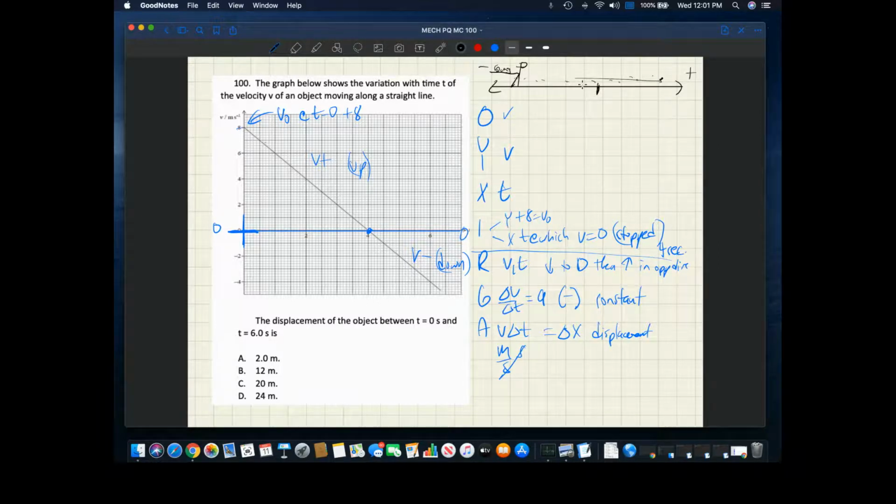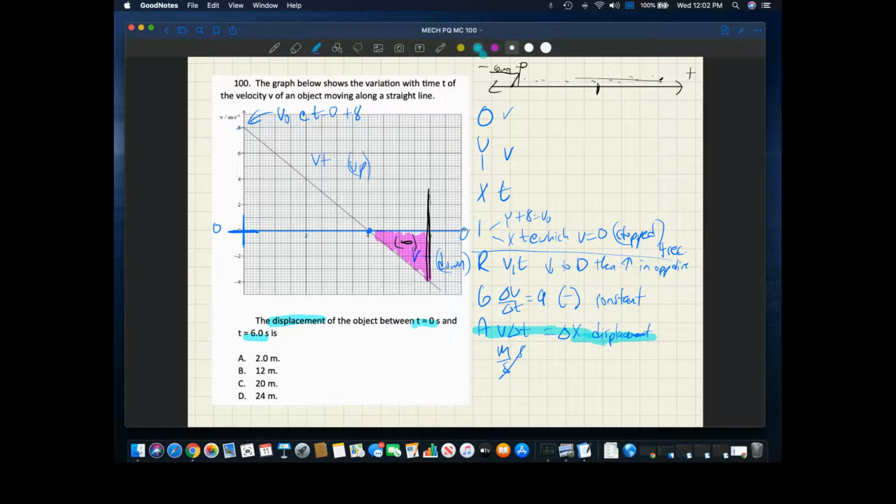All right, so the question is, what's the displacement? Well, displacement, we said, is the area. So we want the area between 0 and 6 seconds. So 6 seconds is over here, like so. So we want the entire area. Now, we might notice here that we have negative area, like this. So we have negative area, and all the other area is positive.